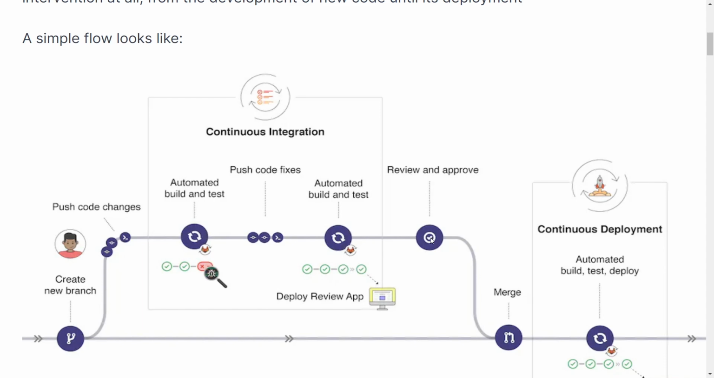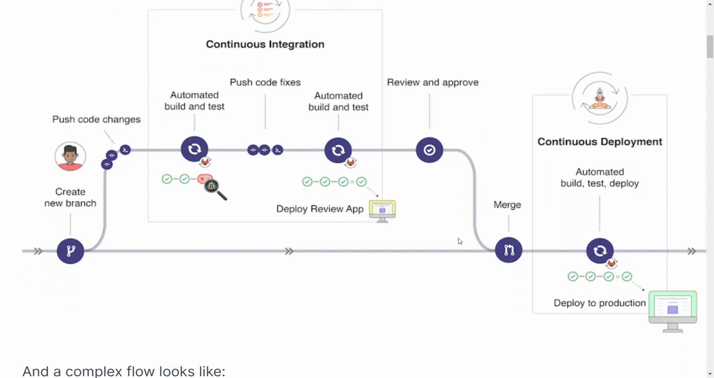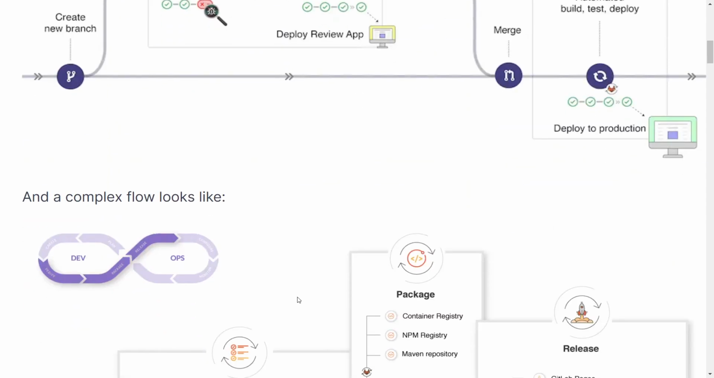Once we have done that, it goes to the review and approval stage where we can review and finalize that and then merge that particular branch. And finally, after it, in continuous deployment, there is an automated build, test, and deploy stage. And once everything is finalized, the code is deployed to production.